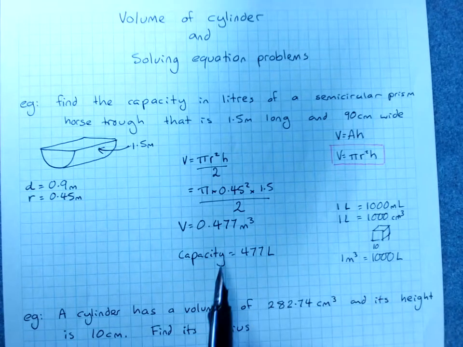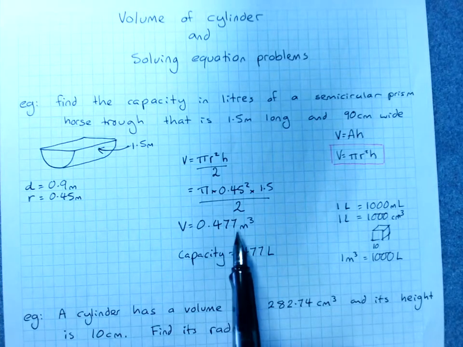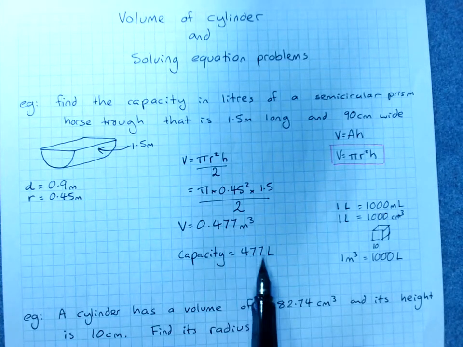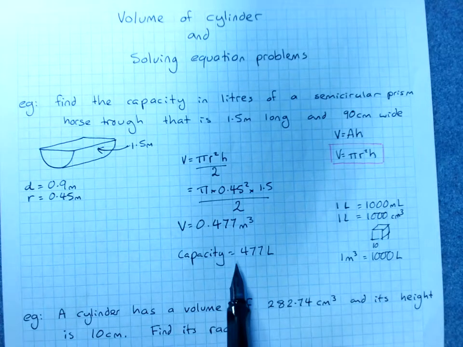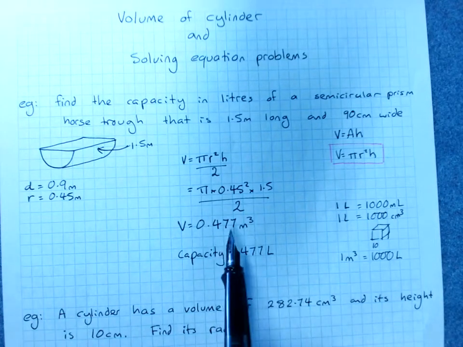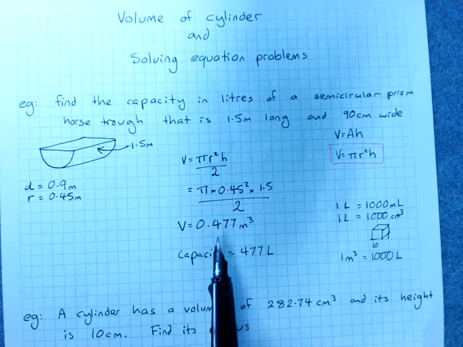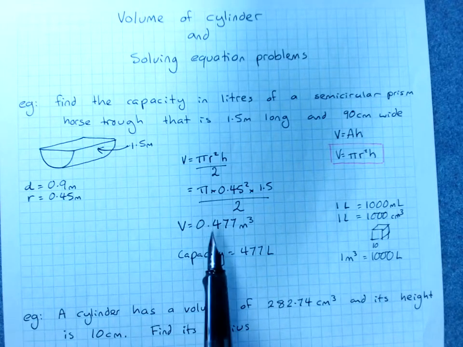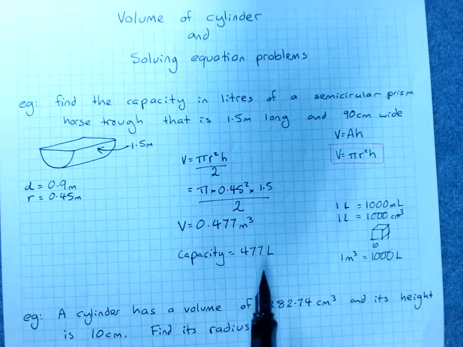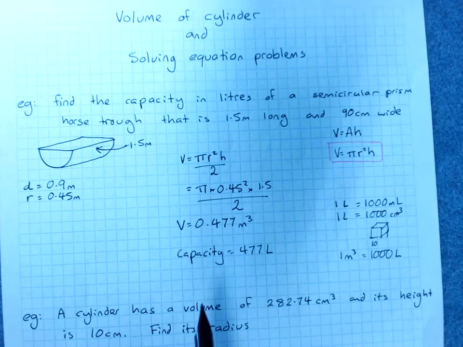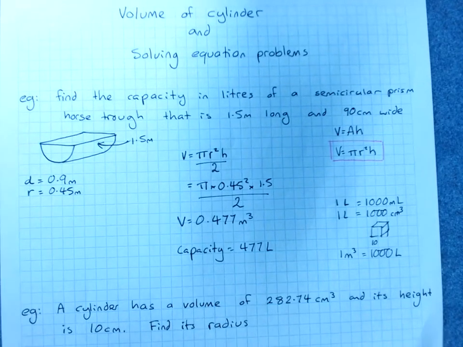477 litres. You'll notice that I had to keep at least 3 decimal places there to get an accurate answer. When you're rounding and you're going to be changing your units later, it's important to keep a lot of decimal places, because if I'd just gone 0.5 cubic metres, I would have got 500 litres. I would have been way out. So keep more decimal places than you think you'll need.